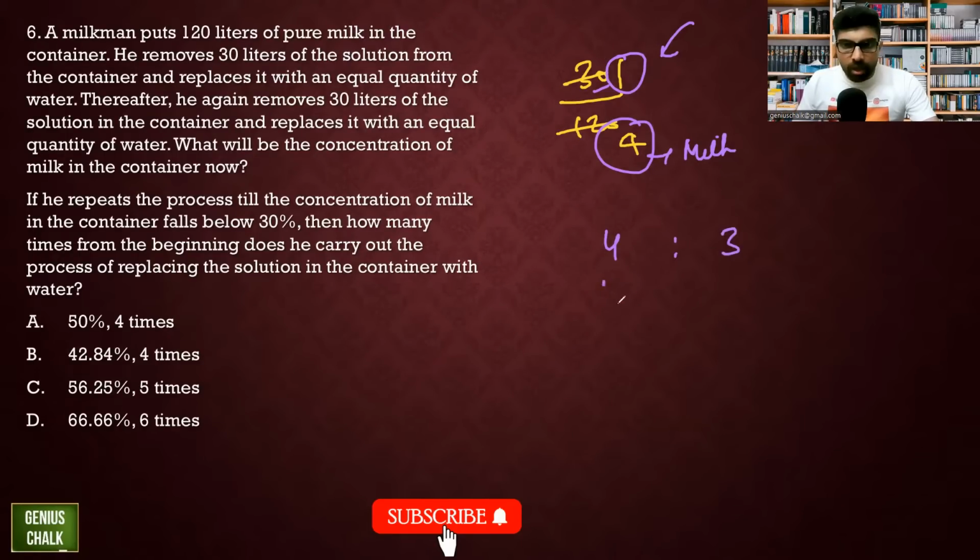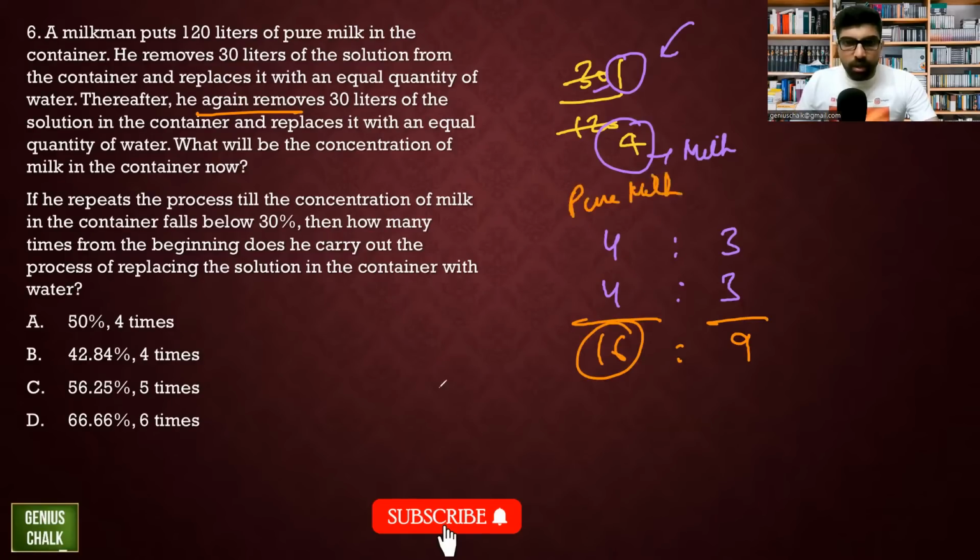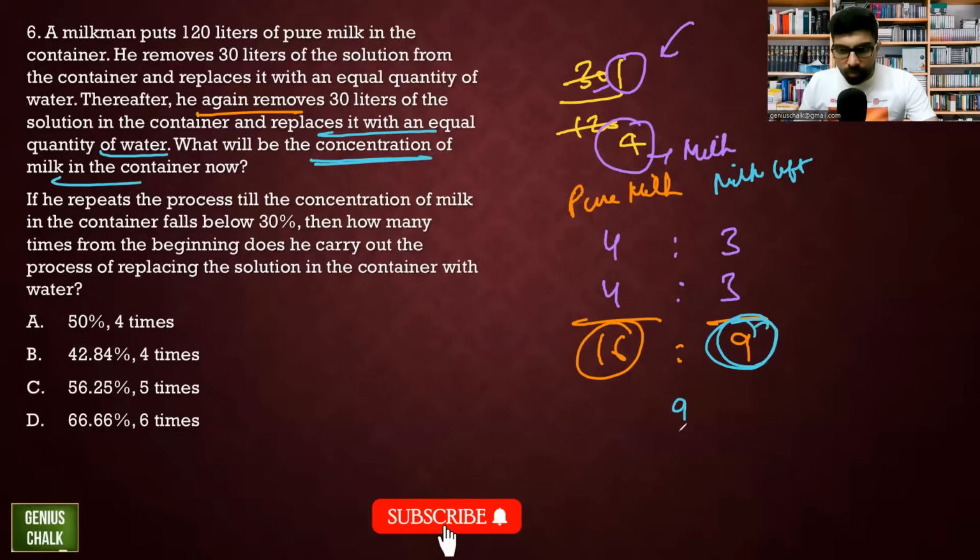Again, this is happening again. So 4 is to 3, right? And so 2 times, it is 16 is to 9. That means 16 was the pure milk, and this is the milk left. So this is 9, right? Equal quantity of water. What will be the concentration? Let's find the concentration of milk in the container. So the milk is 9 out of total is 25.